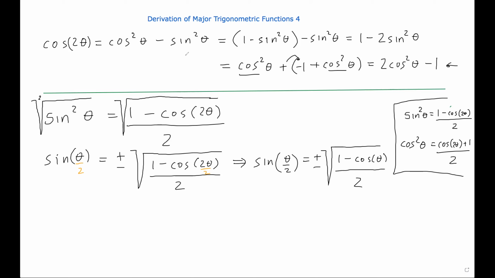Okay, and using a similar process, let's put this one in pocket here. So the sine of the half angle equals plus or minus the square root of 1 minus cosine theta divided by 2.